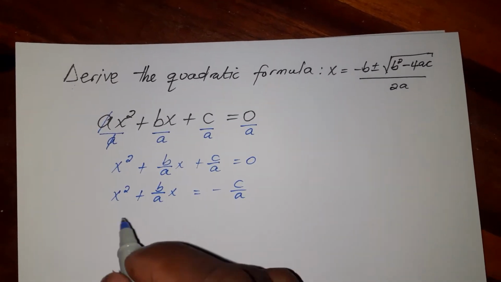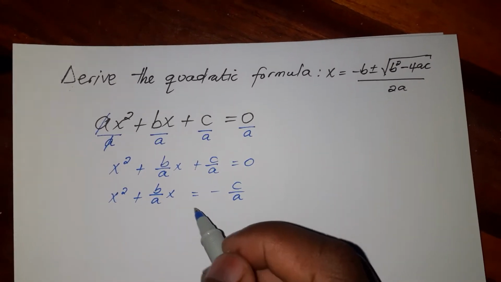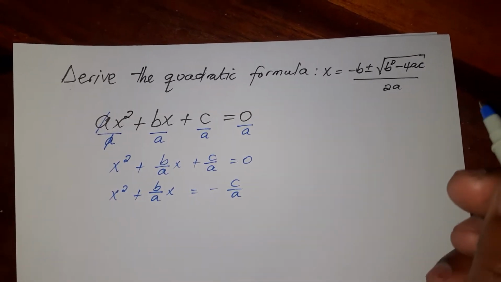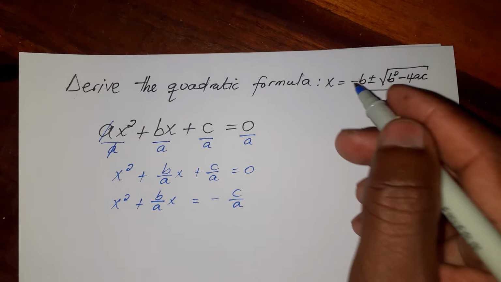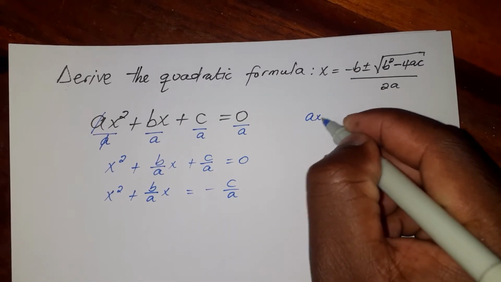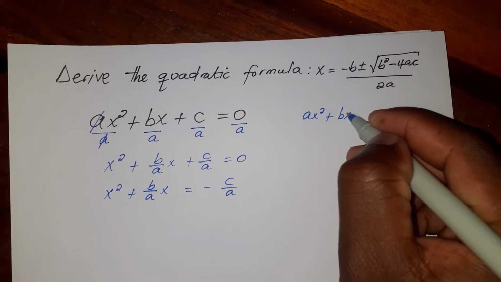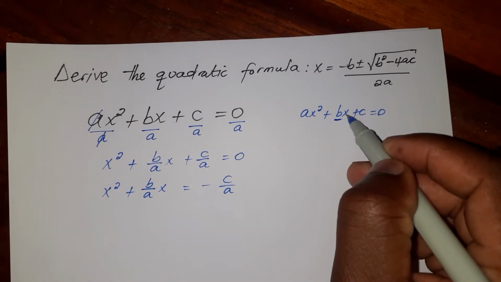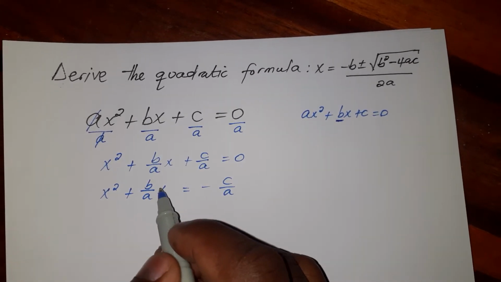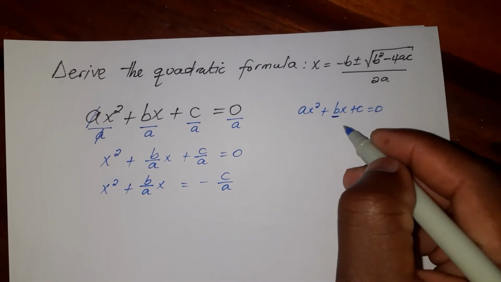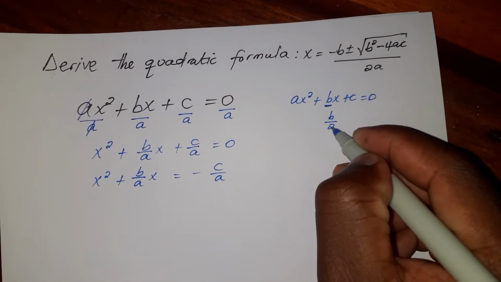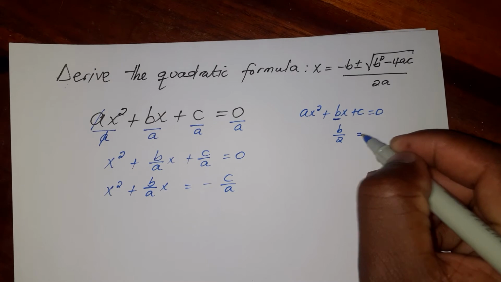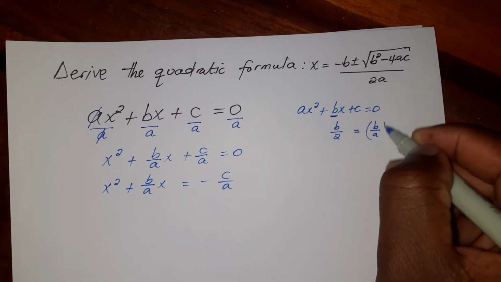Now we have to do the completing square here. When we rewrite the quadratic expression, you can see that our b value is the number in front of x. In this case, our number in front of x is b over a. By the rule, that b value should be divided by 2, and then the result that you get, you square it.